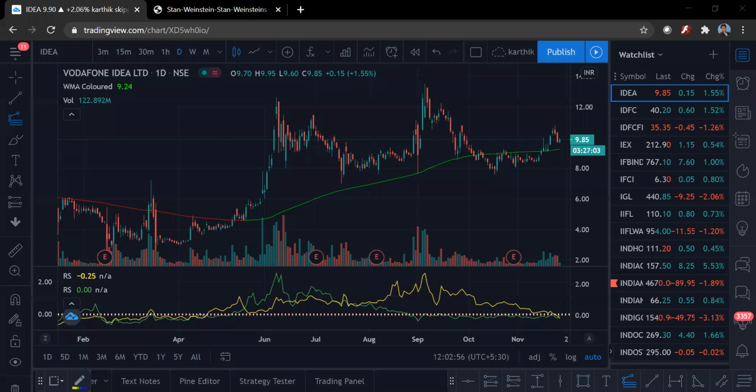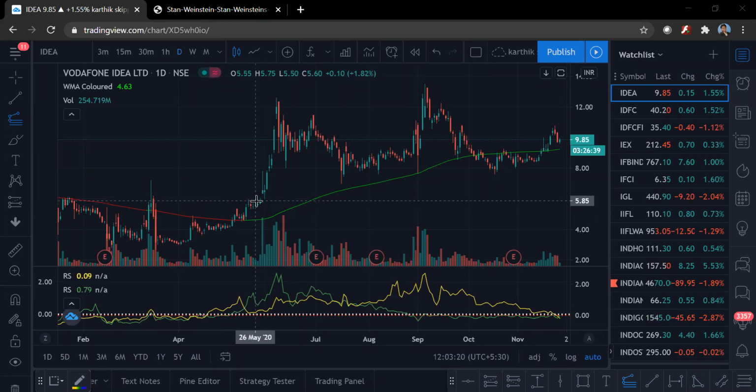Now let me show the tool that I use, the trend based fib extension. At this point, on 19th May, the stock gave us a buy signal. It was positive on both its RS, and the stock also crossed its 150-day WMA.